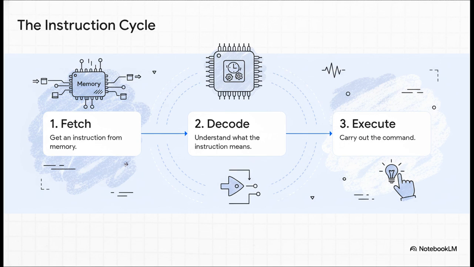It's called the instruction cycle, and it's a simple three-step dance. Fetch, decode, execute. It grabs an instruction from memory, it figures out what that instruction means, and then, boom, it carries it out. Billions and billions of times per second. This is the pulse that brings the entire computer to life.